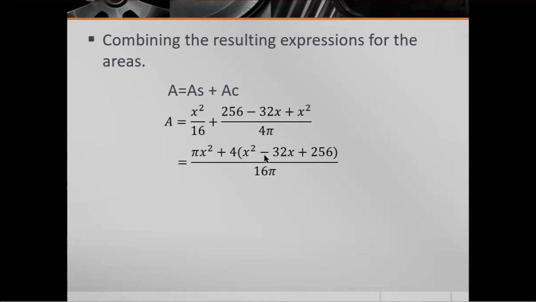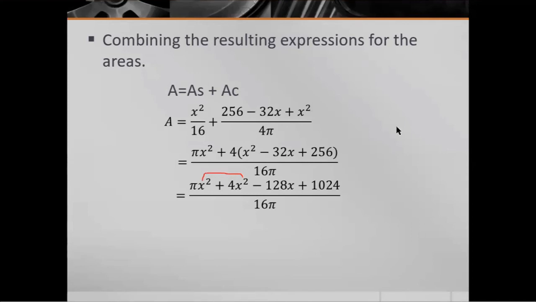Then, pwedeng magkaroon ngayon ng common factor na x square. So, distribute natin yung 4. So, bring down x squared plus distribute 4, 4x squared. 4 times negative 32, we have negative 128x. 4 times 256, we have 1024 all over 16π. So mapapansin mo itong part na to ay meron silang common factor yung x square. So pwedeng i-factor out na yun.